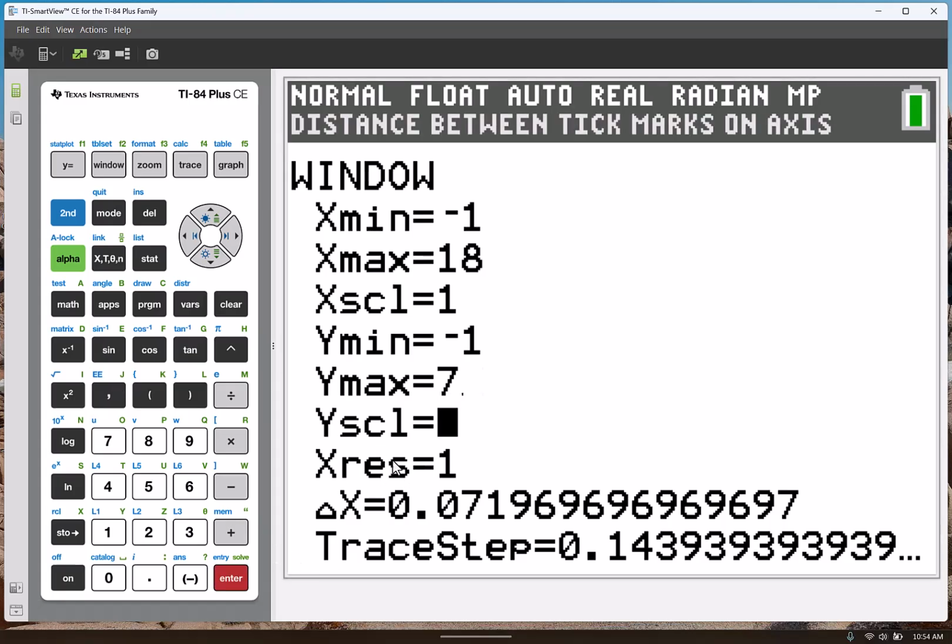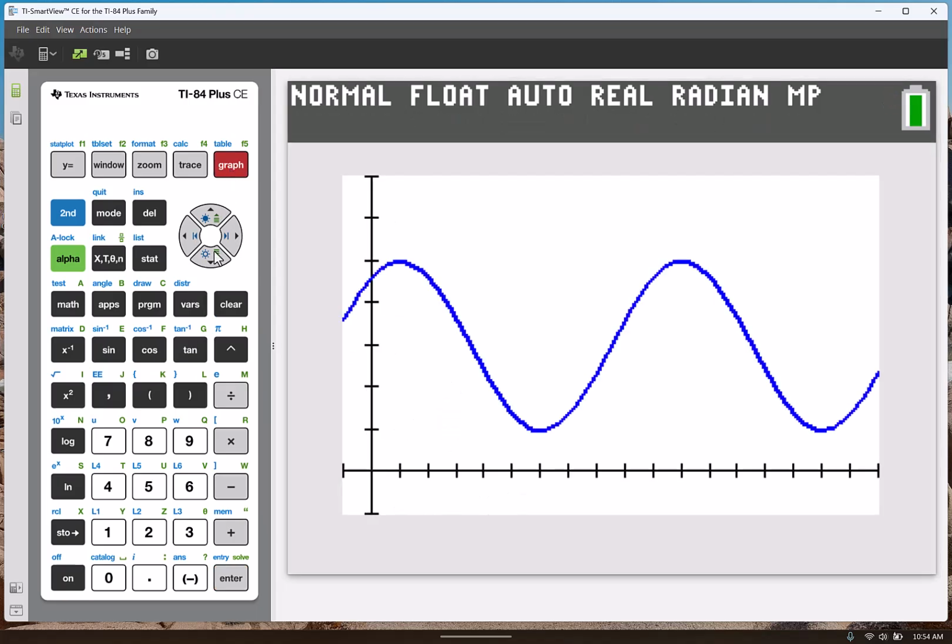Do not mess with x res, that stands for resolution. Do not mess with delta x, and do not mess with trace step. All that is just language for how often they want to put pixels on the calculator. Push graph. Mine's faster than yours because mine's on a computer and yours is a little slower. And you should see this sinusoid. Does everyone have that sinusoid?